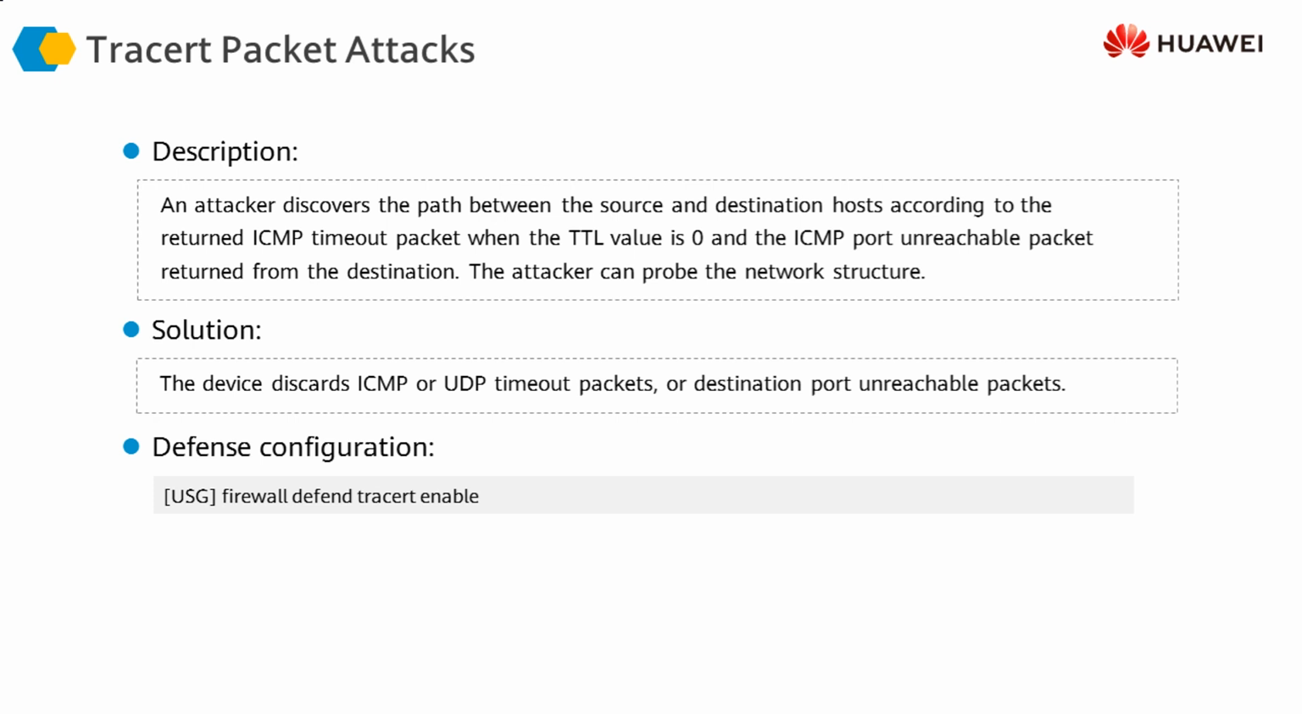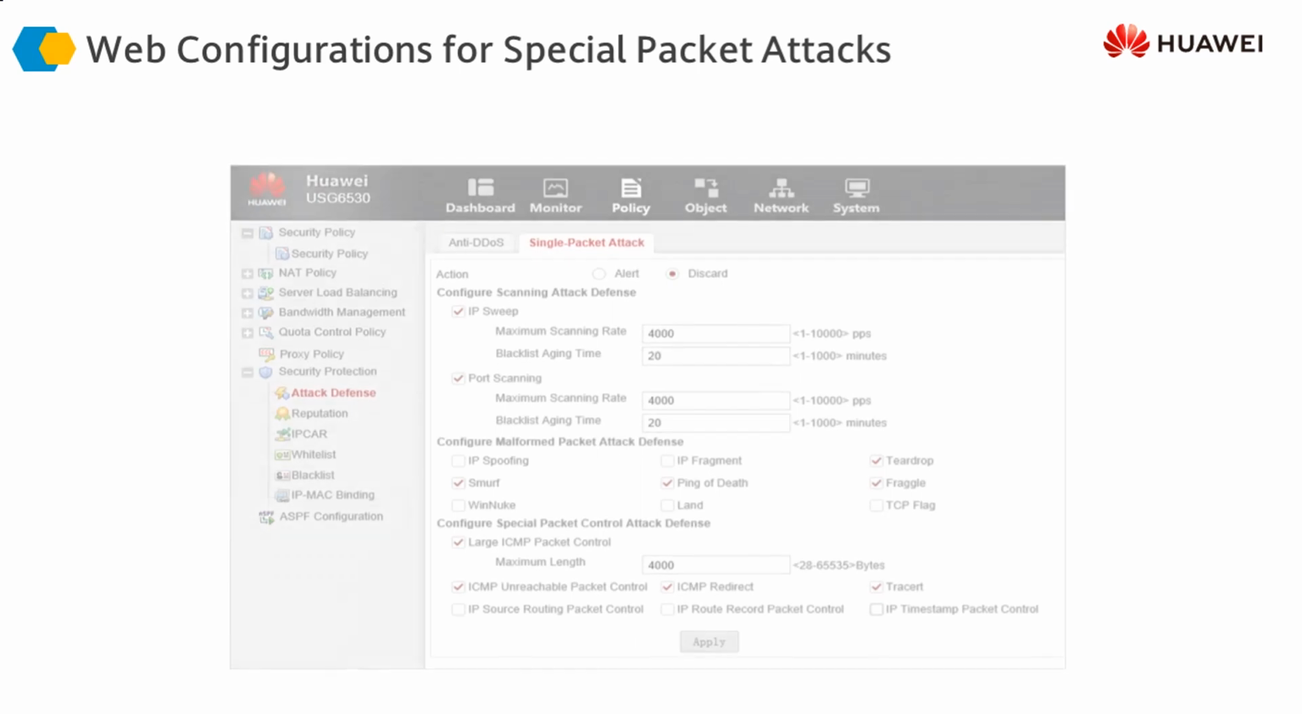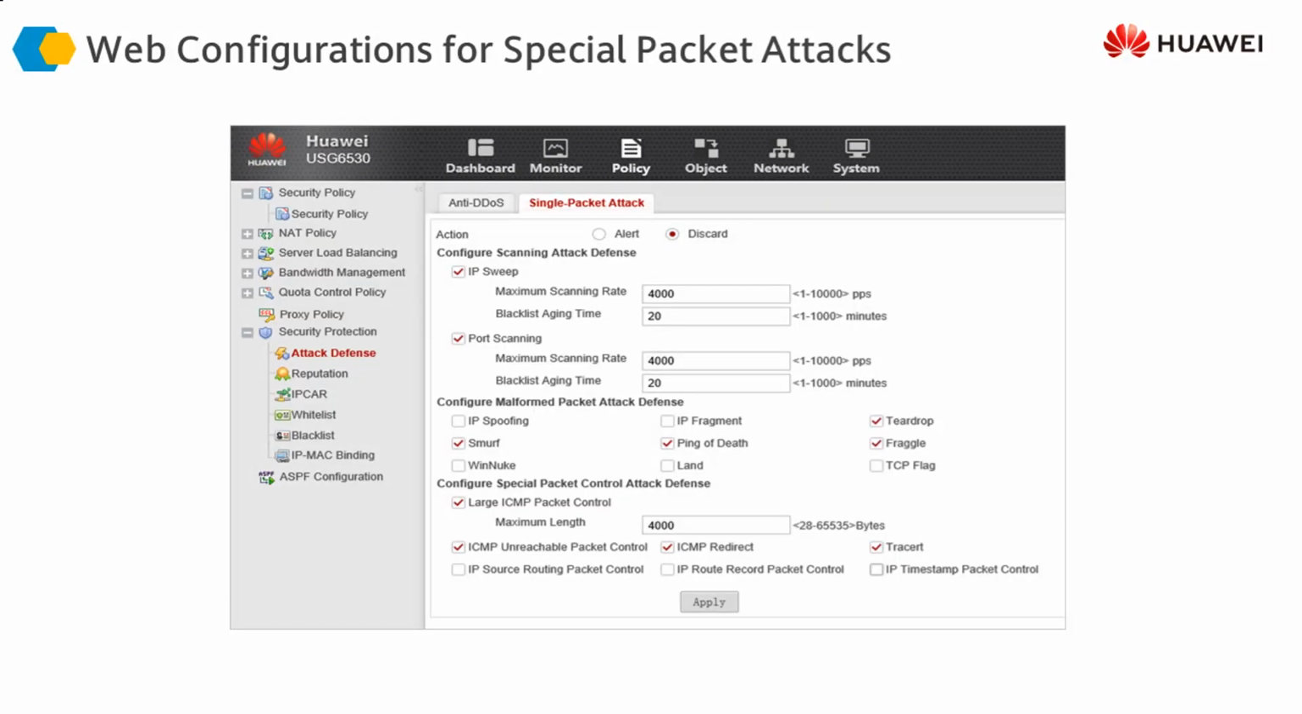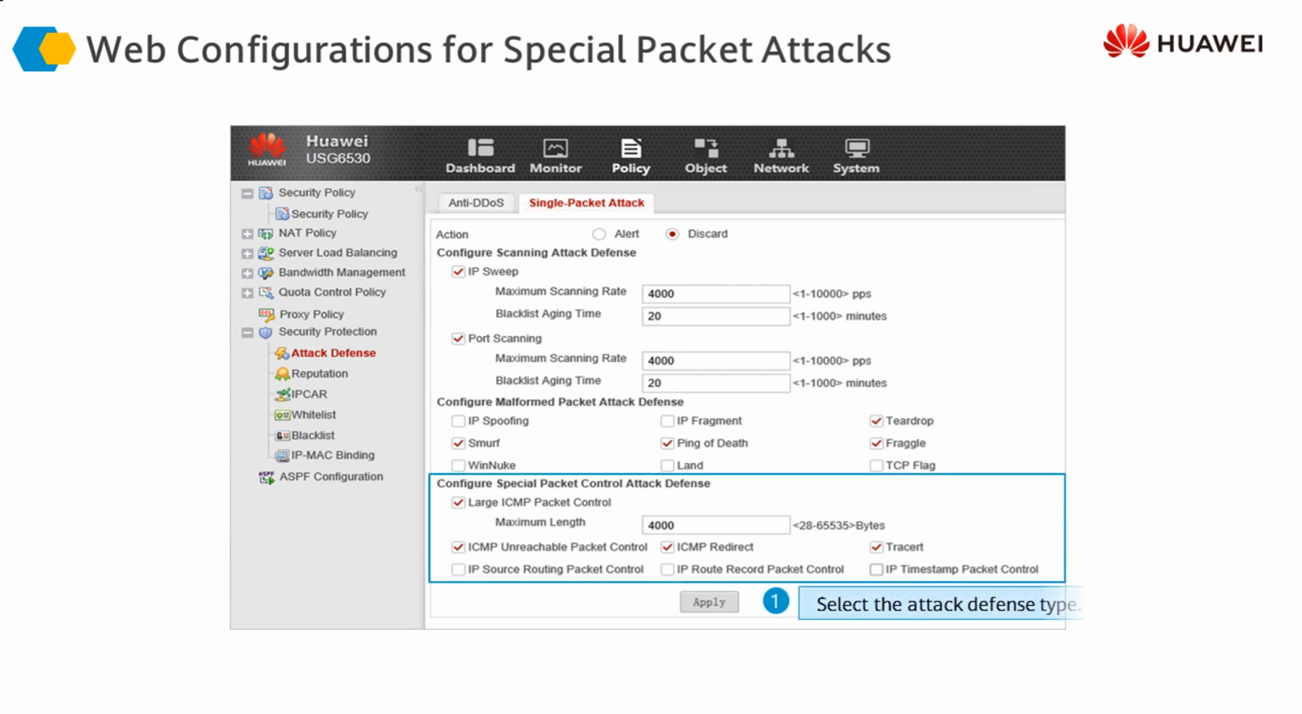If we want to defend our network against these different types of special packet attacks using a graphical user interface, we can do that using the GUI. Once again, on the same single packet attack page, we can configure the special packet attack control mechanism. So large ICMP packet control, ICMP unreachable packet control, or traceroute control. We can enable the defense against these different types of attacks.